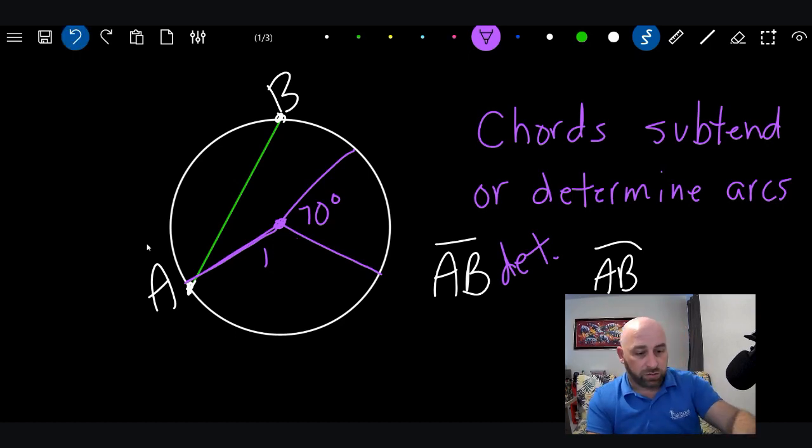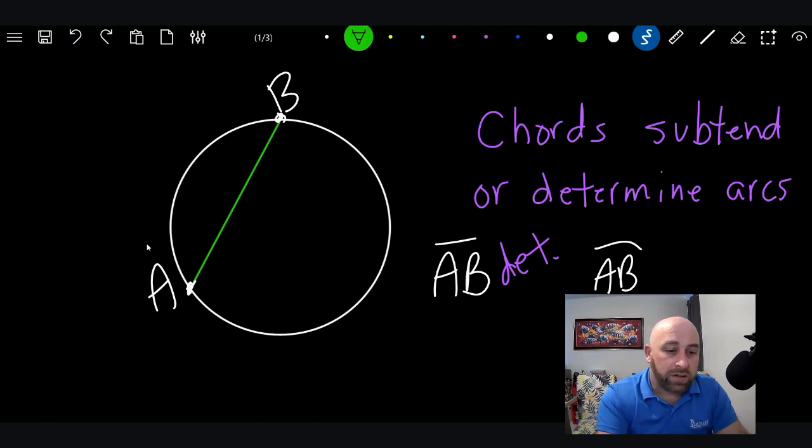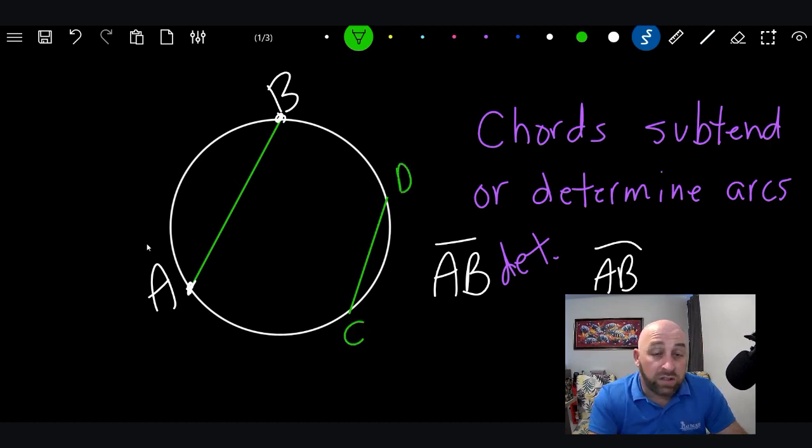Same thing is true here with chords. What happens if we put another chord in here, but this other chord is smaller? Let's make it real short, okay? And so this is CD. Well, chord CD is smaller than chord AB. So arc CD is going to be smaller than arc AB. Okay, see the relationship between all those.